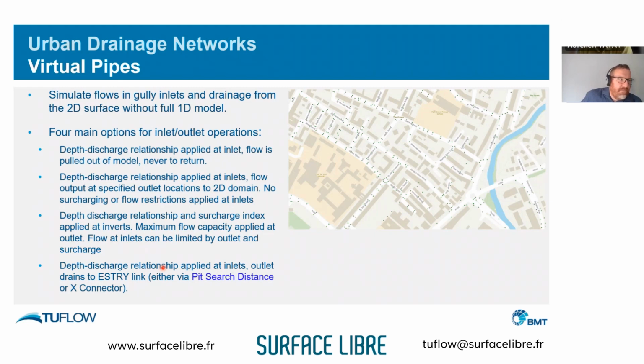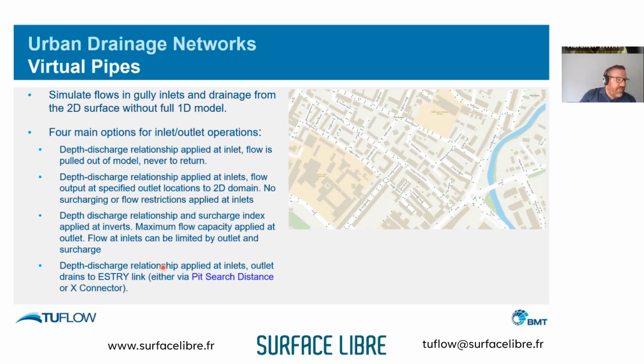Through time, this has become a bit more complex. So there's four different modes of operation as such. The first is what I've just described there, which is to take the flow away from the 2D surface and then just lose it from the model domain. So quite similar in some aspects to how 2D infiltration works. It infiltrates flow from the surface and then just says, right, that's lost. We don't have to deal with that anymore. The very simplest way of using virtual pipe captures the flow from the 2D domain and then just loses that from the model.